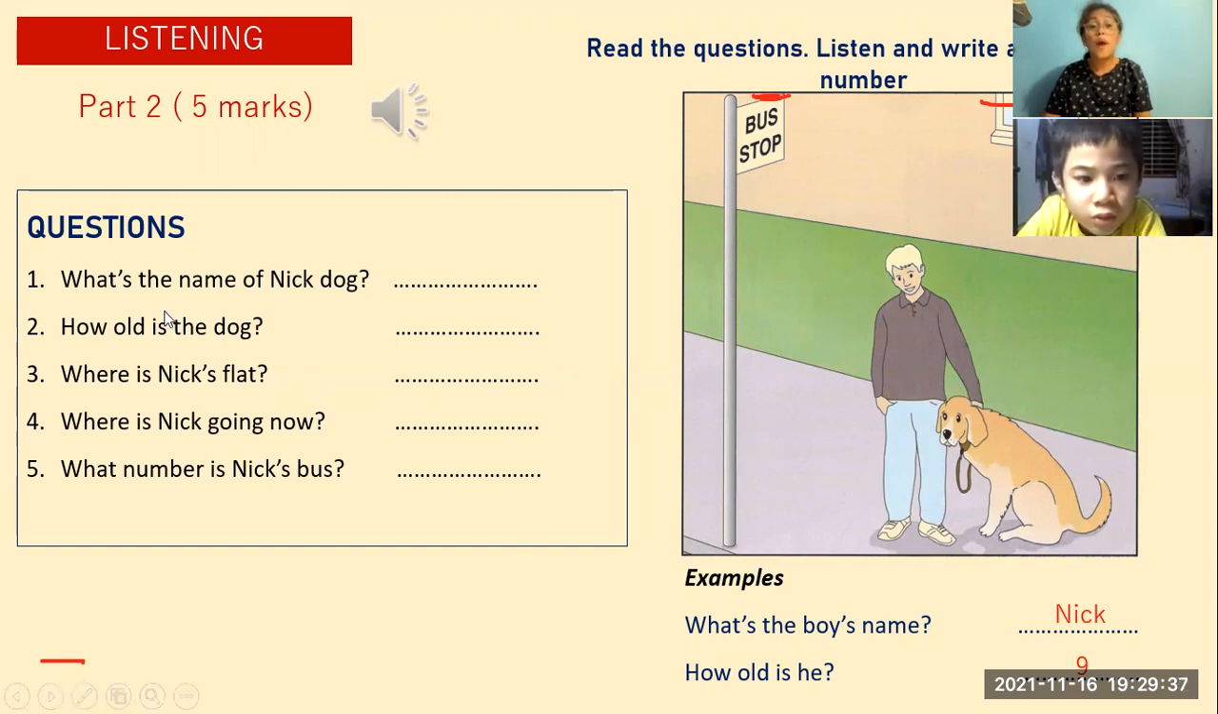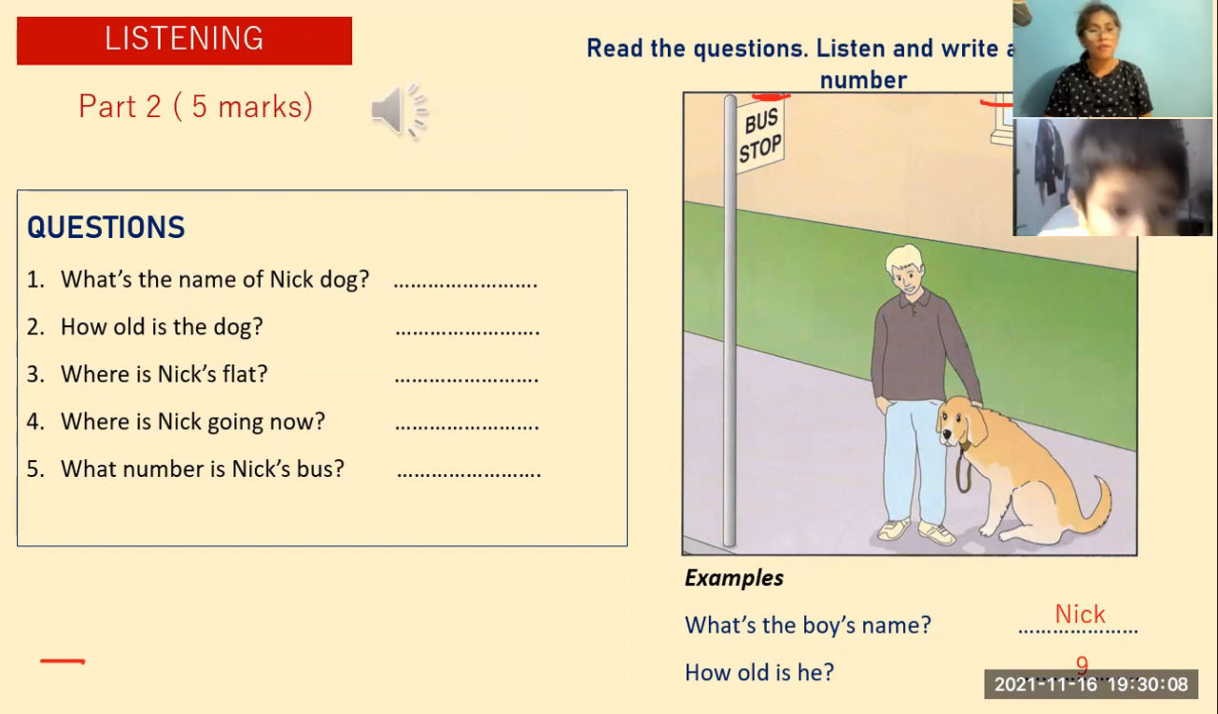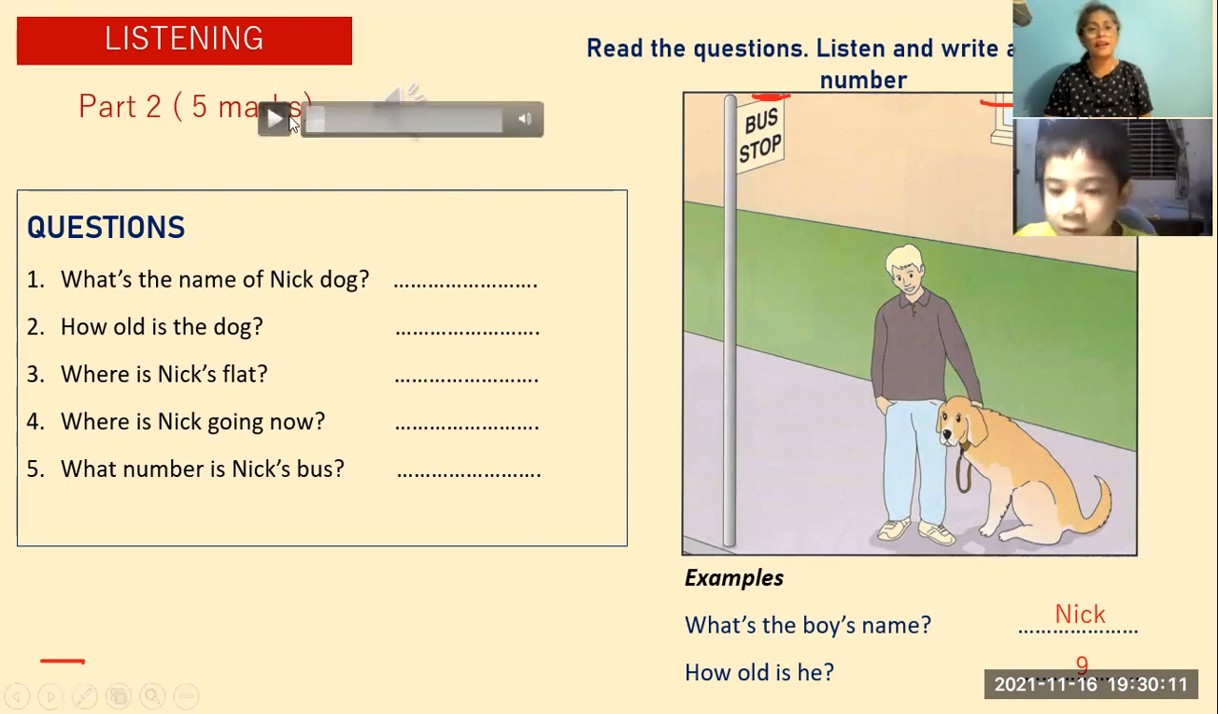Dog. What's her name? What is the name of the dog? Pat. P-A-T. Okay, what is the name of the dog? Okay, again. What's the name of the dog? Okay, listen again.